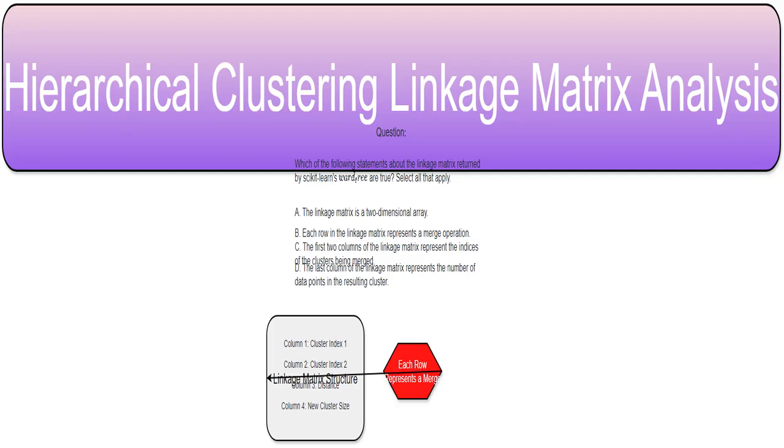I'll explain what a linkage matrix is in hierarchical clustering. Imagine you're grouping similar items. The linkage matrix keeps track of how these items are combined step by step, showing which items merged, how far apart they were, and how big the new group is. It's like a detailed record of the grouping process.